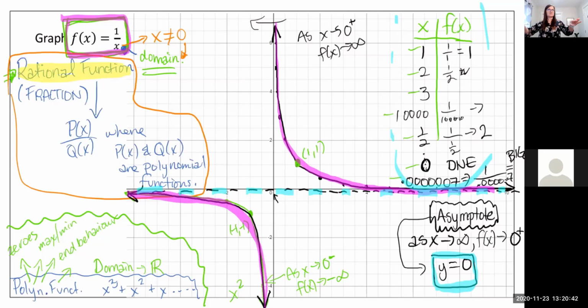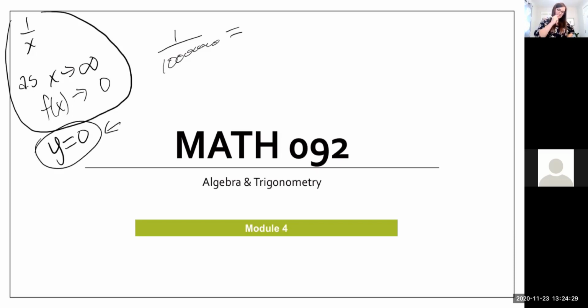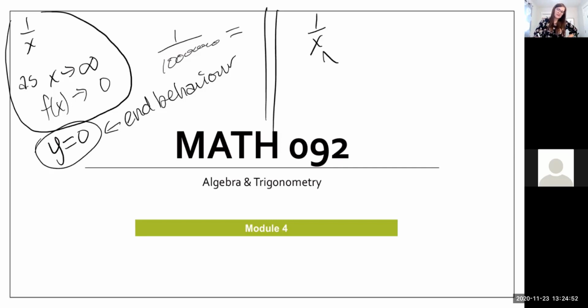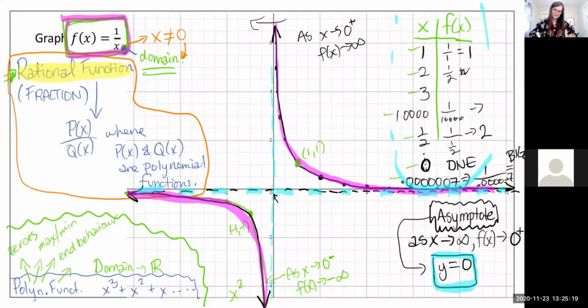So y equals 0 is the flat line. What's the other asymptote? So this y equals 0 asymptote comes from end behavior, which means that it could be crossed in the center, but it does not cross that line. As it converges to that line, it becomes closer and closer to that line. The other asymptote that we have comes from a domain restriction. Because since x is not equal to 0, there is an asymptote at x equals 0. That's my second asymptote. You can see that here. x equals 0 is this line.